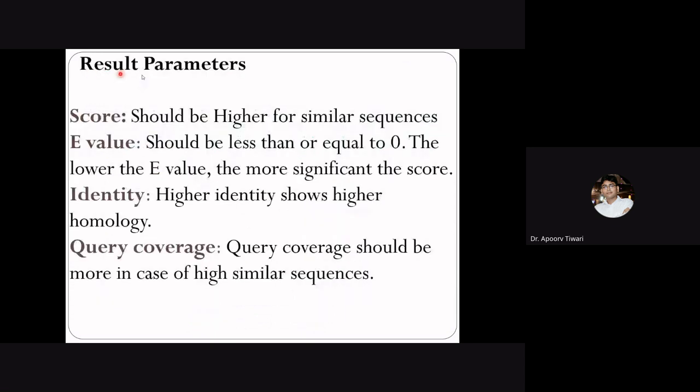So the result parameters, that is score, bit score, should be higher for similar sequences. E-value should be less than or equal to 0 for a more significant result. And identity: the higher the identity, the higher the homology between sequences. And the last one is the query coverage. How much percentage of your query is covered by the database sequences. So these are the main parameters you should keep in mind when you run BLAST locally or globally or on your website.